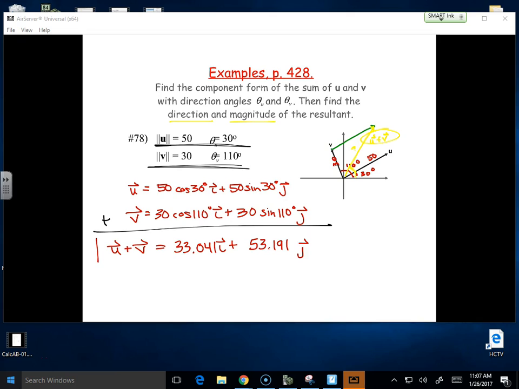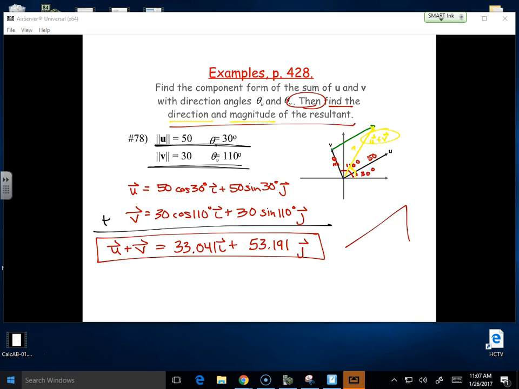Wait a minute. Oh no, did they ask for components? The answer is yes, but what else did they ask for? How do we go from components to direction and magnitude? What does this tell us, guys? Doesn't this tell us the over and the up? Oh, yeah, just find the tangent.